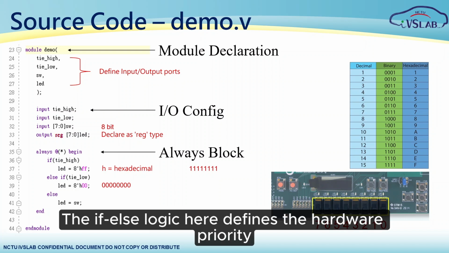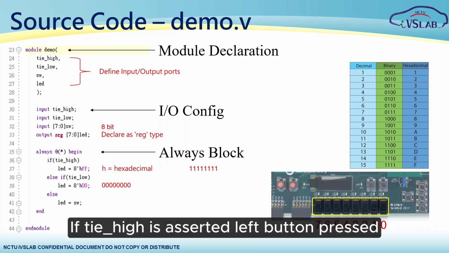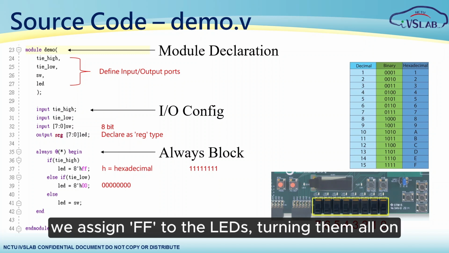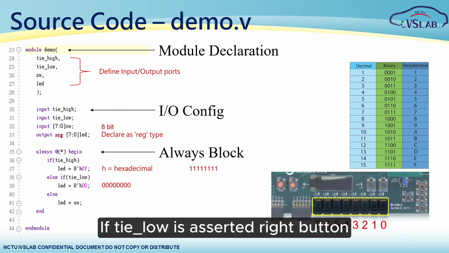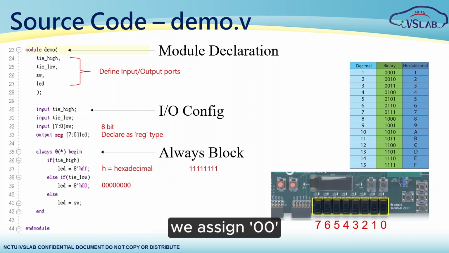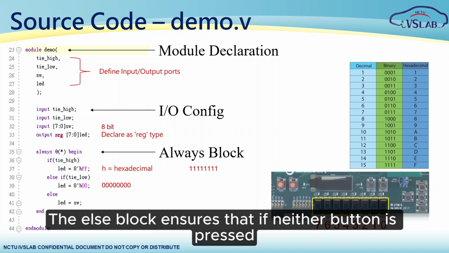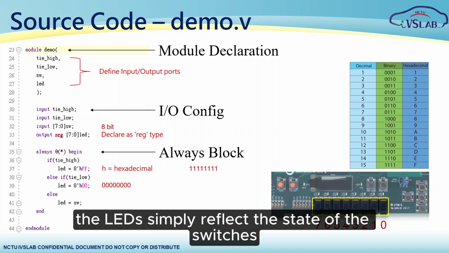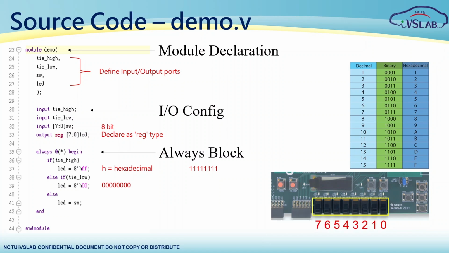The if-else logic here defines the hardware priority. If tie high is asserted, left button pressed, we assign FF to the LEDs, turning them all on. If tie low is asserted, right button, we assign 00, turning them off. The else block ensures that if neither button is pressed, the LEDs simply reflect the state of the switches.